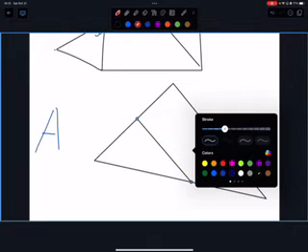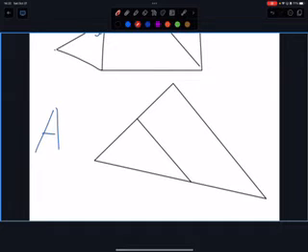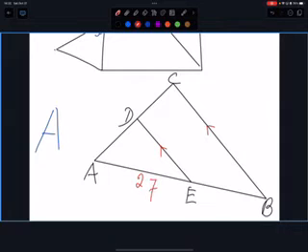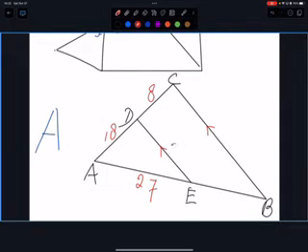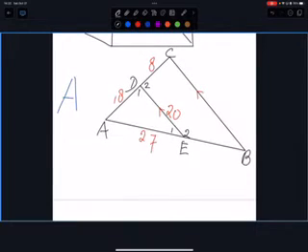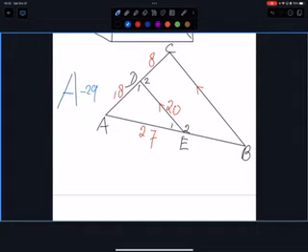ABC, A, B, C there, we have D here, E, 27, 18, 8, 21 and 2. Exercise 29.